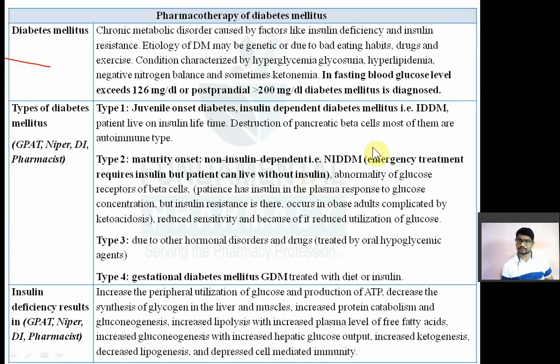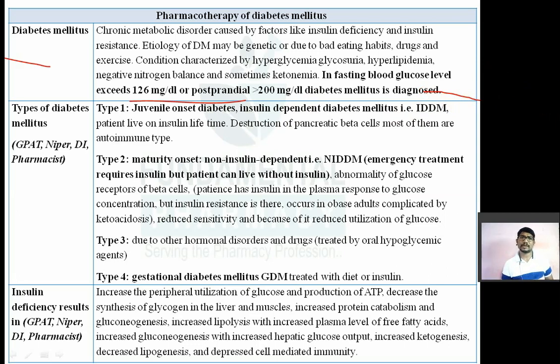So normally, what is the blood sugar level? If the fasting blood glucose level, fasting meaning without taking any food, of an individual is more than 126 milligram per deciliter, or the postprandial level, meaning 3 hours after taking meals, is more than 200 milligram per deciliter, that means you are suffering from diabetes. So diabetes mellitus is diagnosed.